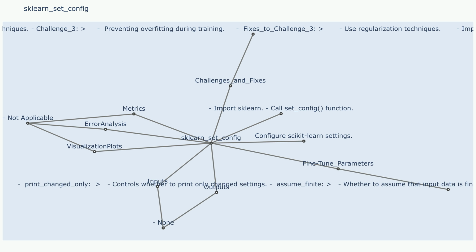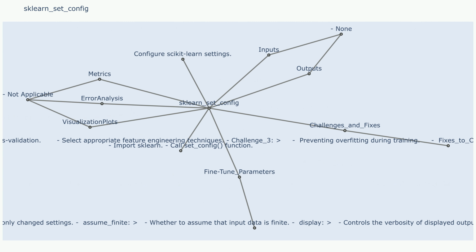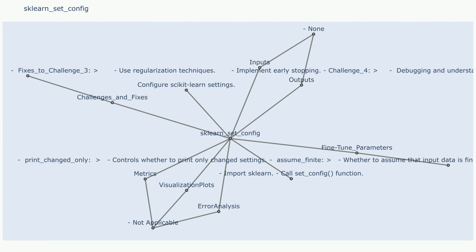sklearn set_config. Description. The set_config function in scikit-learn (sklearn) provides a way to modify global settings that affect how sklearn operates. It allows you to control aspects like the default display format for data, the verbosity of warnings, and the parallelism strategy. Inputs. Config. This is a dictionary-like object containing key-value pairs that represent the desired configuration settings. Each key corresponds to a specific configuration option, and its value determines the desired behavior.